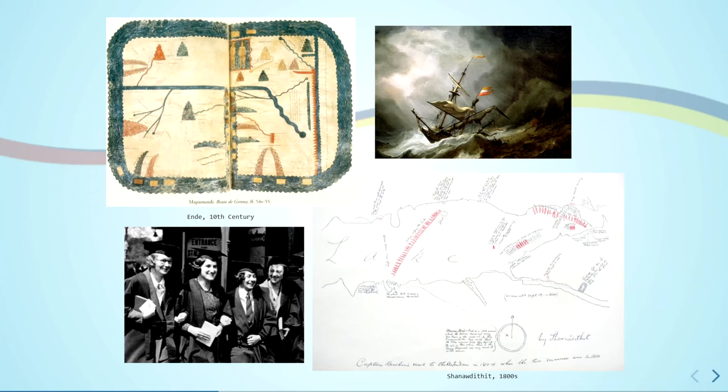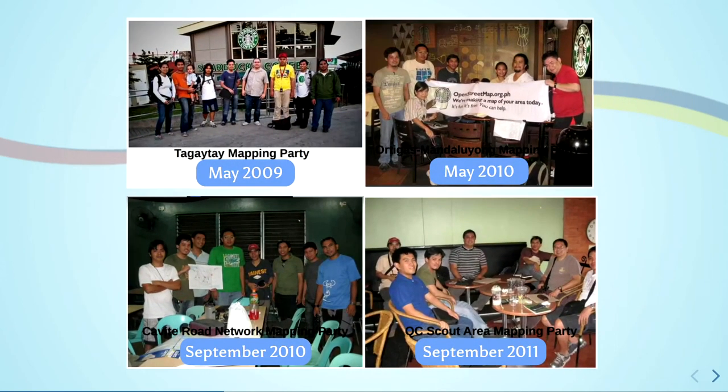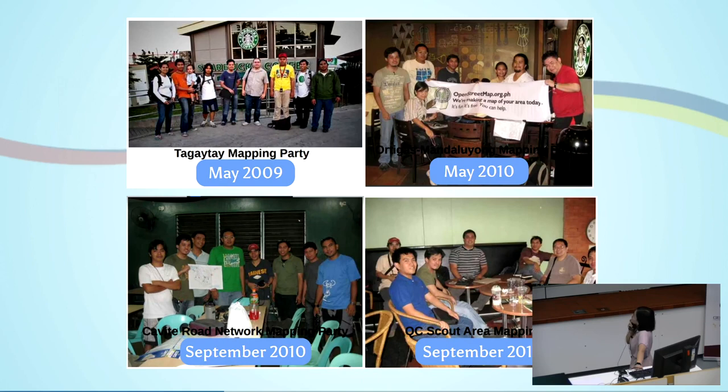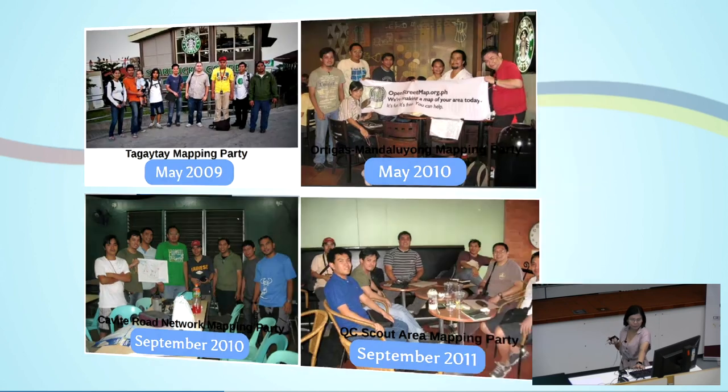This map, she mapped the history of her tribe. And in the Philippines, as you can see in these photos, from 2009 to 2011, there was at most a two to seven ratio of women to men. So we want to change this ratio.